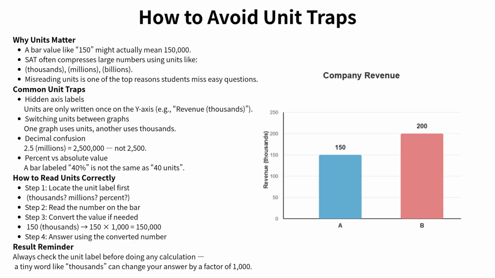Decimals can also be deceptive. 2.5 million is not 2,500. And percentages are different from raw counts. 40% is not the same thing as 40 units. So here's the rule. First, locate the unit label. Second, read the exact number on the bar. Third, convert if needed. And only then, calculate. Because in data interpretation, small words matter. And sometimes, the smallest label on the chart changes the entire meaning.